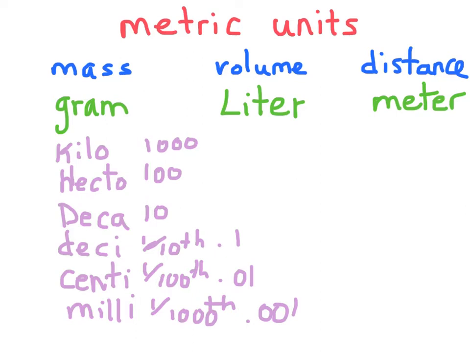So the same prefixes are used with the liter. A kiloliter is how many liters? 1,000. A deciliter is what part of a liter? It's 1/10 or 0.1 liters, and so on. So all you have to know is what the prefixes mean, and then you can attach them to any base unit you want to. Before we move on from this screen, make sure that if you see the word decameter or the word deciliter or the word centigram, you know what that means.